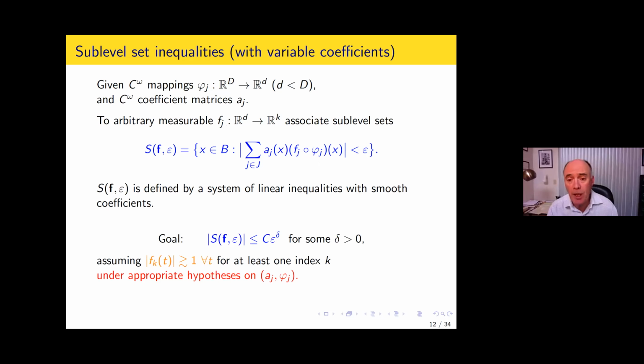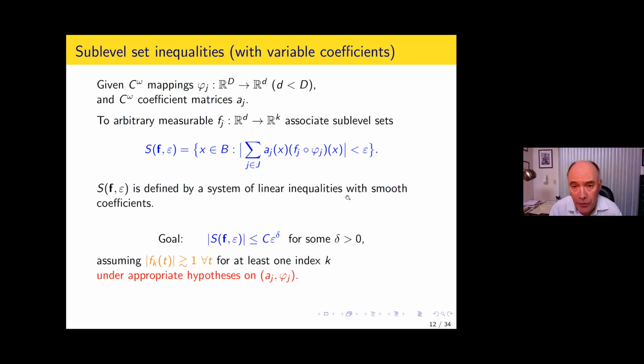Okay, now there has to be a hypothesis here, because if all the f_j's vanish identically, then the sum is identically 0 and the inequality holds everywhere. And likewise, if the functions f_j are small, then the sum is trivially small everywhere. So this inequality cannot be true without some hypothesis. And we make the minimal hypothesis, which is that for at least one of the indices, k, the absolute value of the kth summand is greater than or equal to 1 at every point.